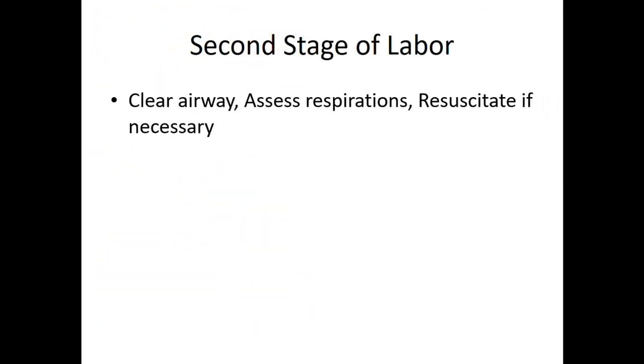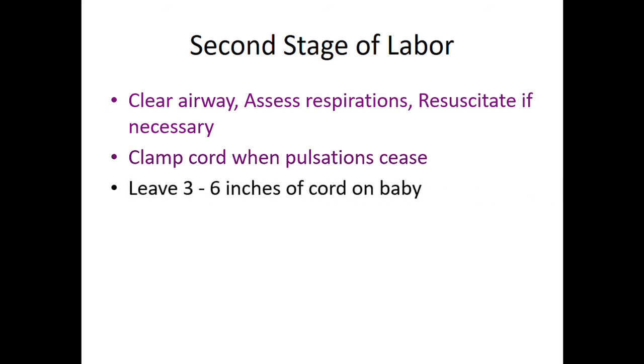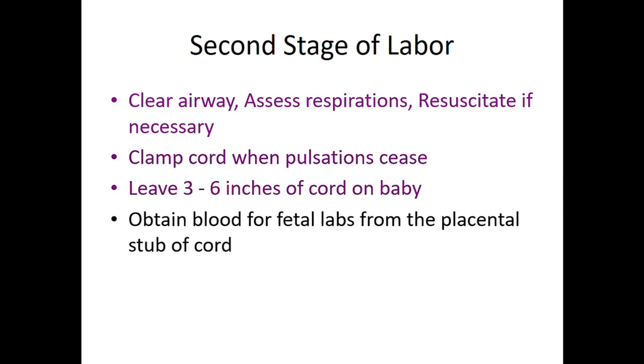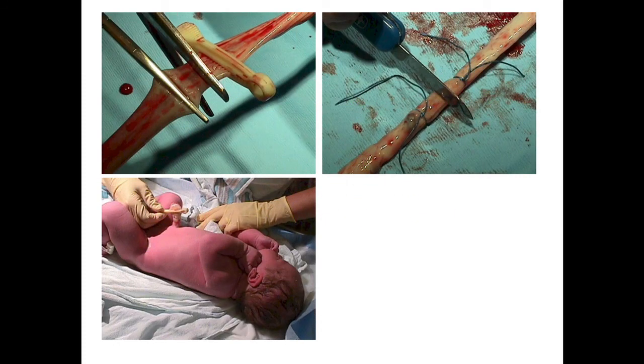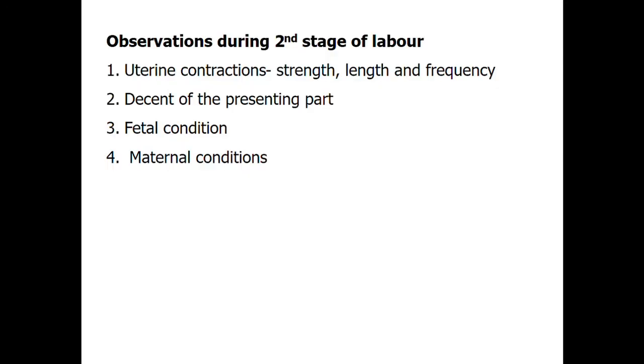In the second stage of labor, as soon as the baby is delivered, we have to clear the airway, assess the respiration, and resuscitate if necessary. Clamp the cord when the pulsation ceases and leave 3 to 6 inches of the cord on the baby. Obtain blood for fetal labs as per the institutional policies. In some hospitals the cord blood will be taken for cord TSH, Hb and Coombs, all those things. So according to the hospital policy, we can take the blood. Then we have to apply the umbilical cord clamp and leave nearly 5 to 6 inches in view of the baby needing any exchange transfusion.